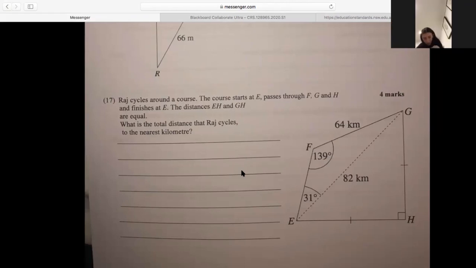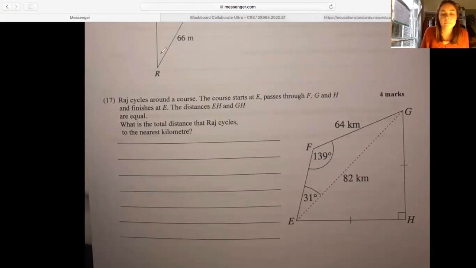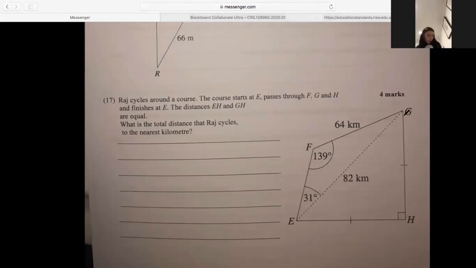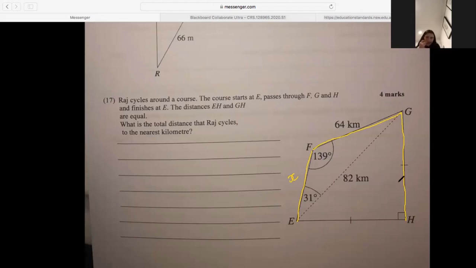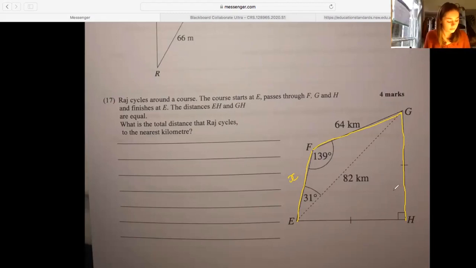Okay, so GH and EH are equal. So do we need to find that side? Yeah, we need to find one of them. So we need to find everything that he passes through. He passes through E to F, so we don't know that. I'm just going to label that X because we have to come back and find that. We know this one, and then we only have to find one side of this because they're both equal. So do we do the side one?